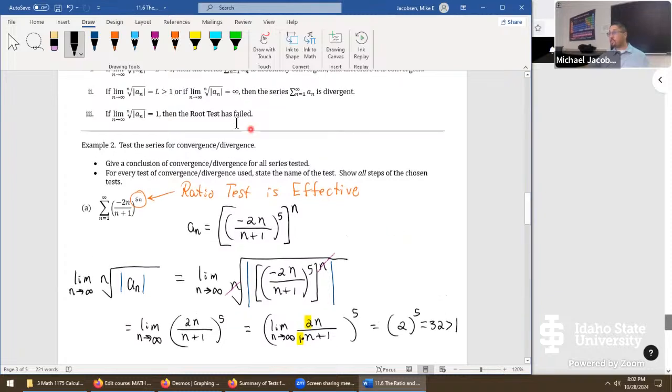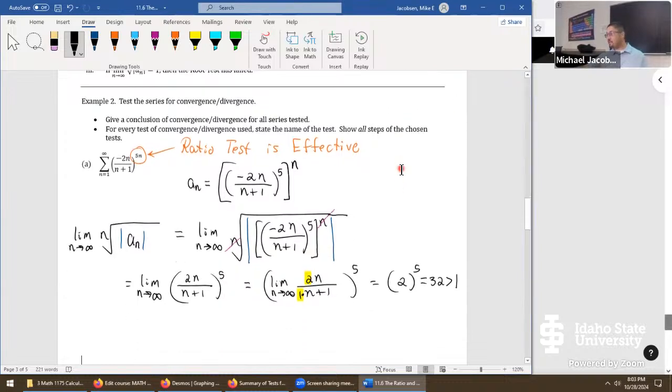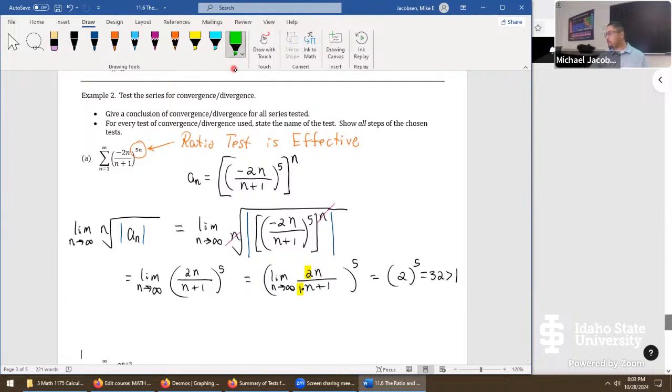Now, conclusions always go the same here. Greater than 1, either finite or if we got infinity, it's divergent by the root test. So we'll say here, because of this portion, the series diverges by root test. So again, that's another extremely hard series to test.